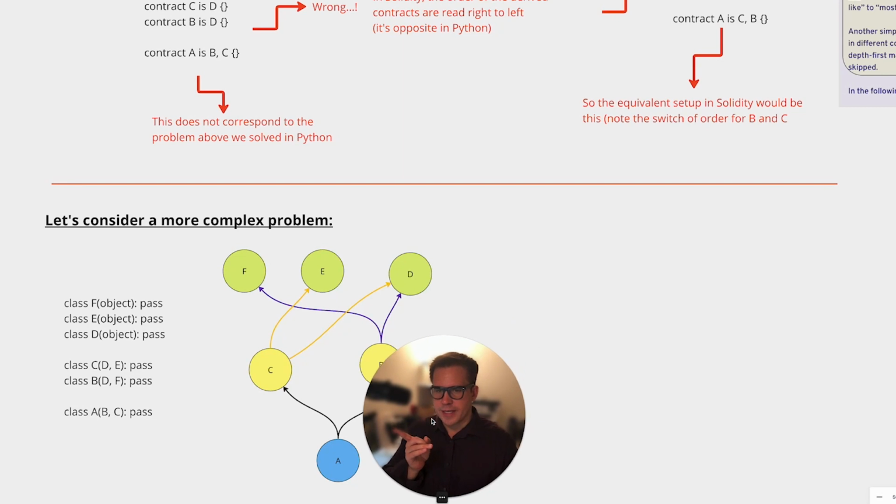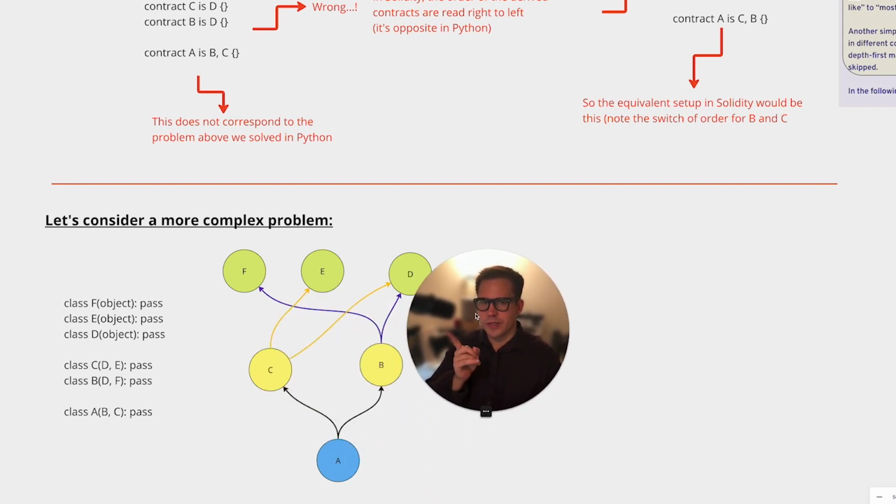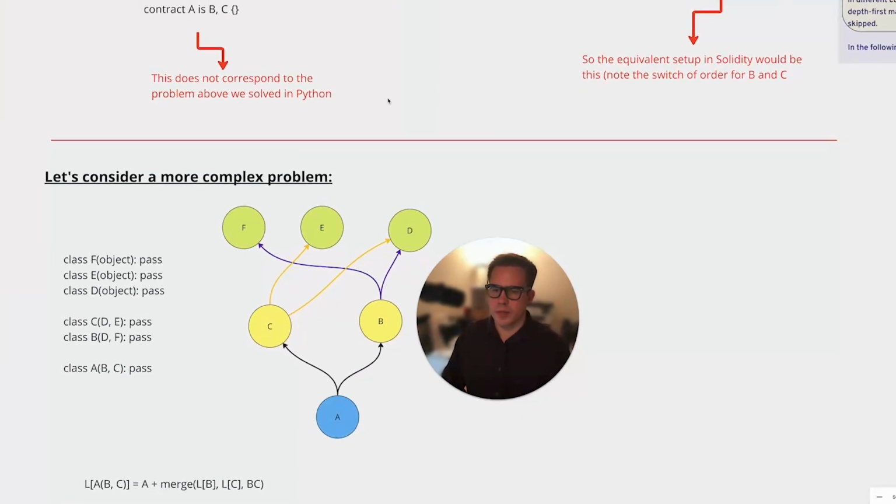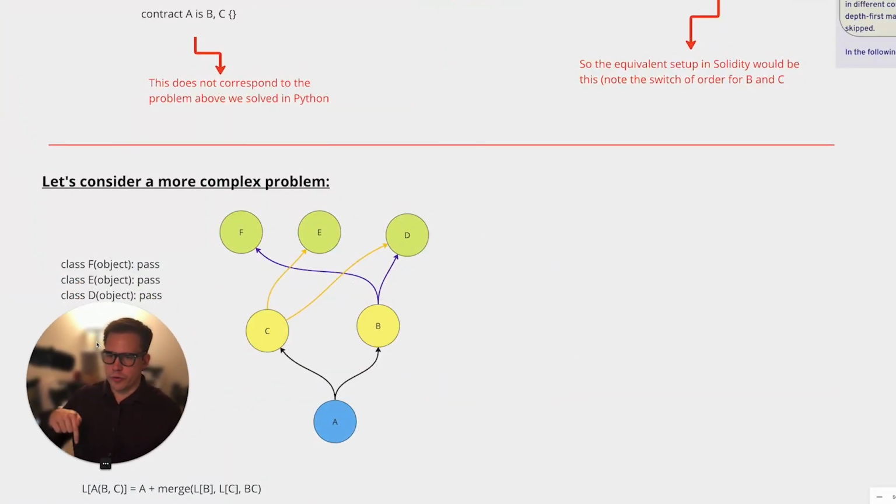Now, this is a more complex problem we're going to consider now. We did the diamond last. Now we're going to do A, C, B, and you can see they have like multiple inheritance like that. So it's going to get a little bit more complicated, but we're going to do the same. We're going to do L of A.